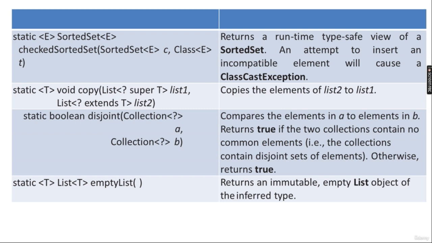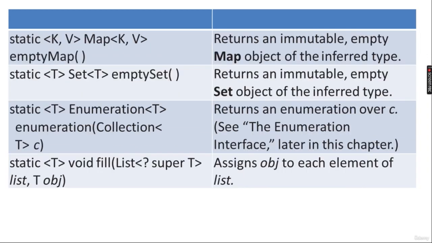static boolean disjoint(Collection A, Collection B) compares the elements in collections A and B. Returns true if the two collections contain no common element, that is, the collections contain disjoint sets of elements; otherwise returns false. static <T> List<T> emptyList() returns an immutable empty list object of the inferred type. static <K,V> Map<K,V> emptyMap() returns an immutable empty map object of the inferred type. static <T> Set<T> emptySet() returns an immutable empty set object of the inferred type.